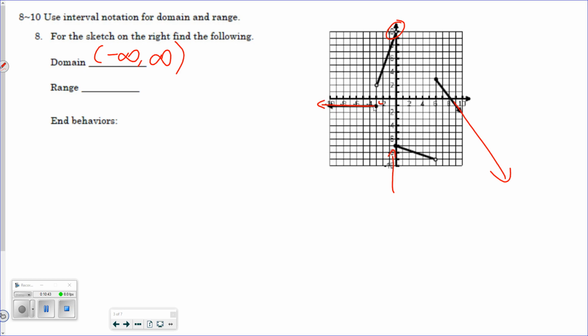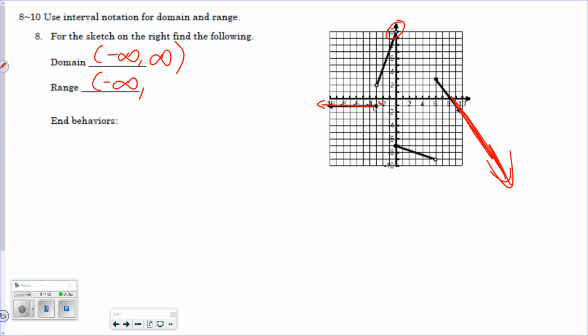And now for the range. So I'm going to look at the range. Ranges go from down to up. So I'm going to do the same thing. I'm going to start with my smallest possible y. So if I look down to go to up, this line right here goes down forever. So I know that I start at negative infinity.